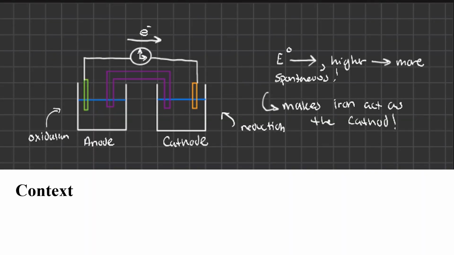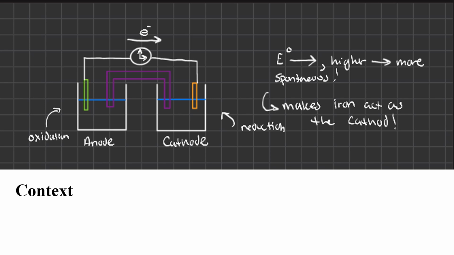So, some context, right? Right here, we just have a standard old galvanic cell composed of your anode and cathode: oxidation at the anode, reduction at the cathode. Electrons move from the anode to the cathode, and then cations move through the salt bridge to the cathode, and anions go to the anode. So, pretty cool.